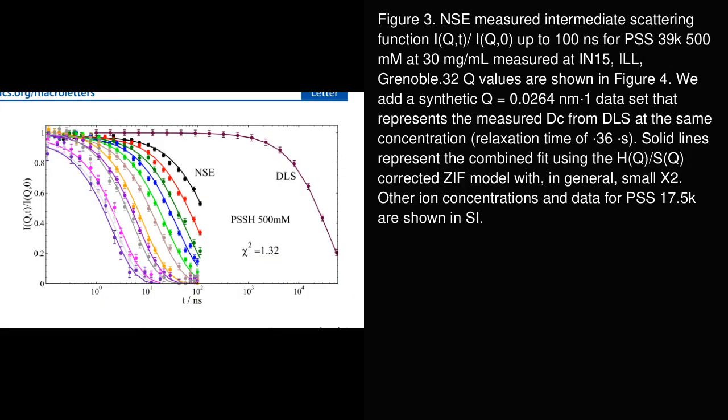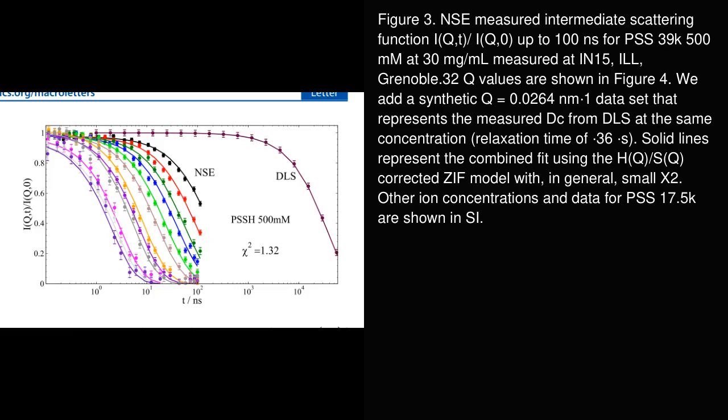Figure 3 shows neutron spin echo, NSE, measurements of the normalized intermediate scattering function I(Q,t) over I(Q,0) for PSS 39K at 500 mM salt concentration and 30 mg per milliliter polymer concentration, collected at the ILL in Grenoble. This function captures the time-dependent segmental motion of polymer chains over nanosecond to 100 nanosecond timescales and length scales related to wave vector Q, which is detailed further in Figure 4.